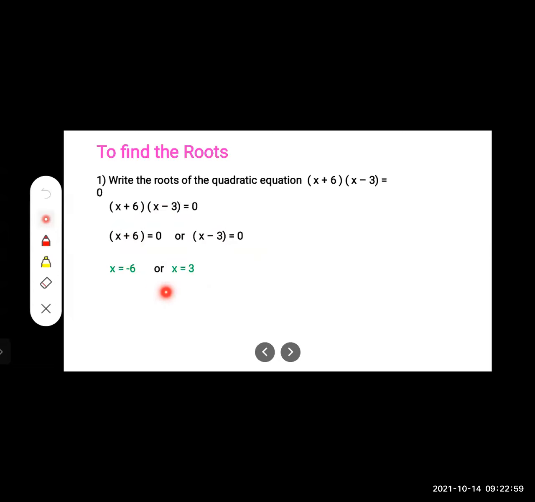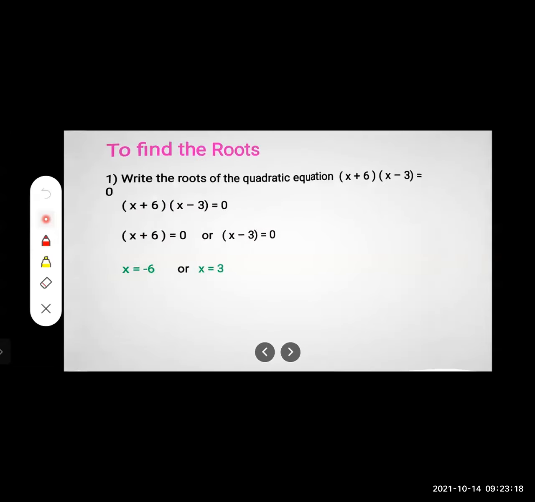So this will be your roots. Therefore, the roots are minus 6 or 3, or you can write minus 6 and 3 are the roots of the given quadratic equation. Is it clear, children? So for 1 mark, they used to ask this question. One board exam, they have asked in this way. Clear, children? Yes. So what will be the next sum?